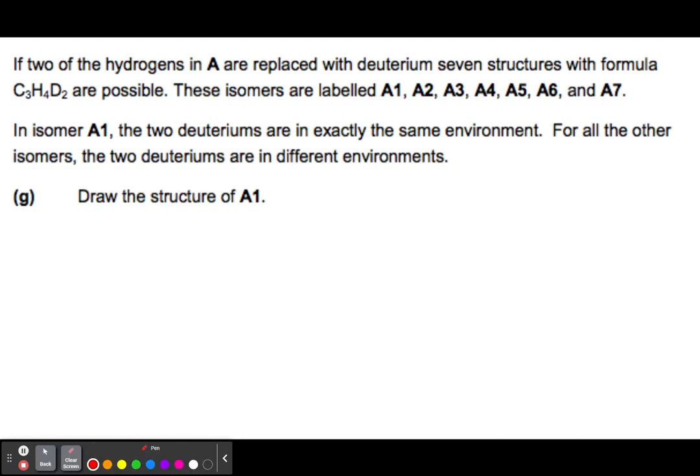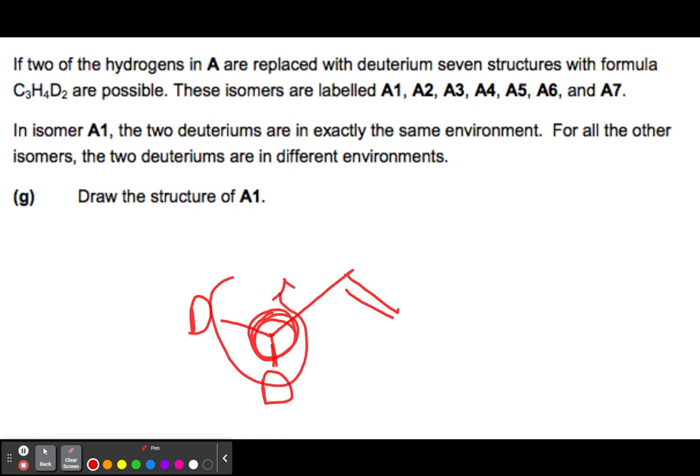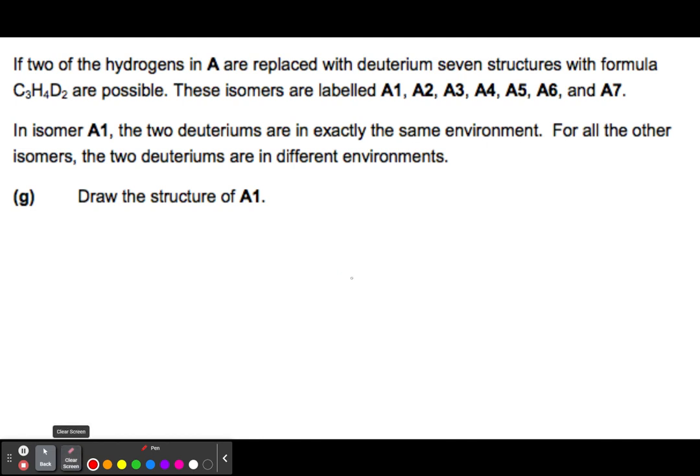So A1, if you look here, if you have the D's both here, what actually happens with a single bond around this carbon atom, there's rotation. It can freely rotate. And so these 2 deuteriums are in exactly the same environment because they're both bonded to the same carbon, which is all bonded to a single straight bit, and this rotates. So they are in chemically equivalent environments.